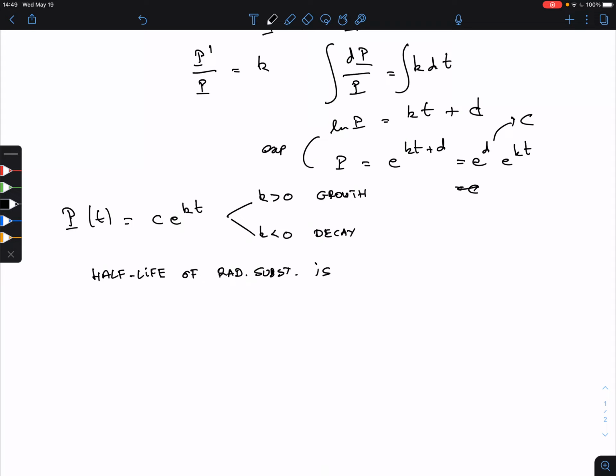is, let's say, 1620 years. These half-lives can be very long. Now, what does a half-life mean? So here Q of T is the amount of isotopes of this radioactive substance. Okay, that's Q of T. And what does a half-life mean? That means that after 1620 years, if you started with 100, you're going to have 50 left.